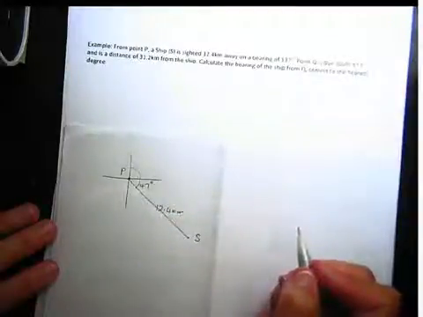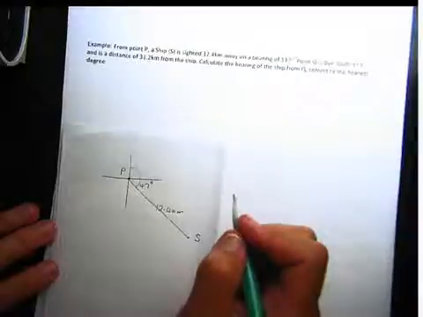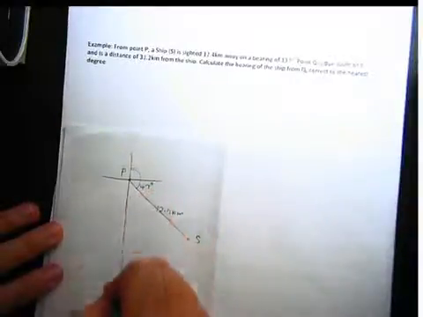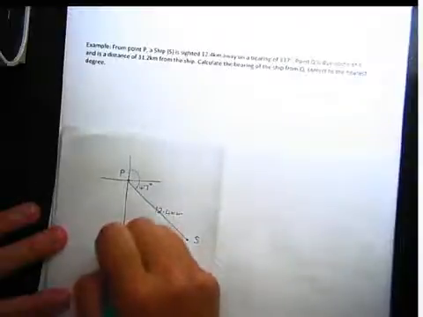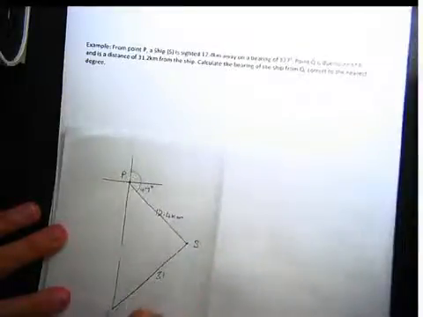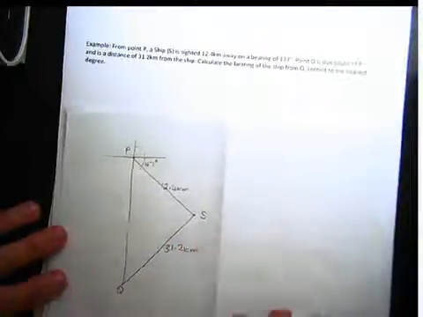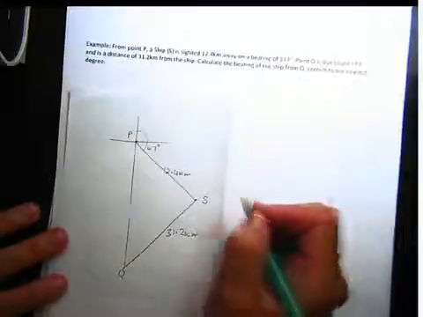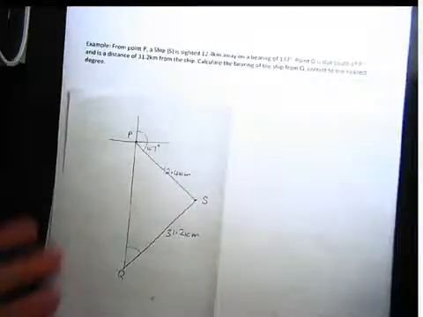Point Q is due south of P and is at a distance of 31.2 kilometres from the ship. Okay, so it must be down here. 31.2. Oops, sorry, that's not right. It is south and it is a distance of point Q, 31.2 kilometres. Calculate the bearing of the ship from Q. So we want to know this angle in here. Okay? All right, so let's have a look.